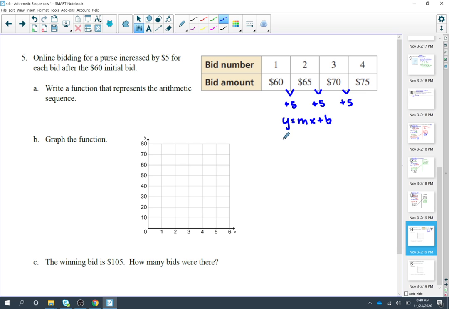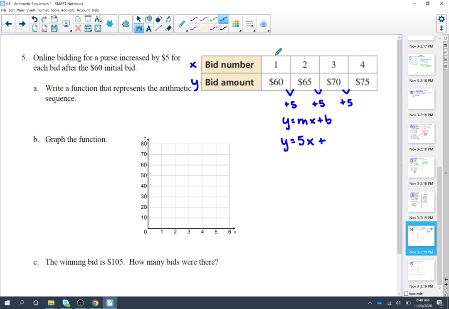Now, if I'm using y equals mx plus b, we have y equals, and then keep in mind here, I should probably add this in. I'm just going to label, that's my x, and that's my y. So y equals mx. Our slope is, well, we're increasing by 5. So 5x. Plus our y-intercept.